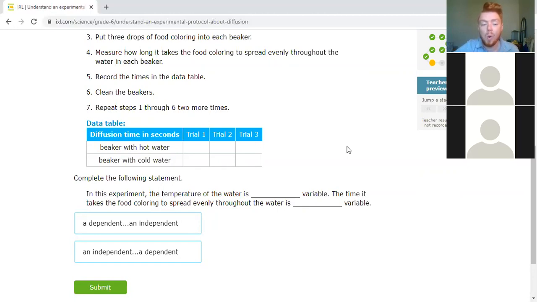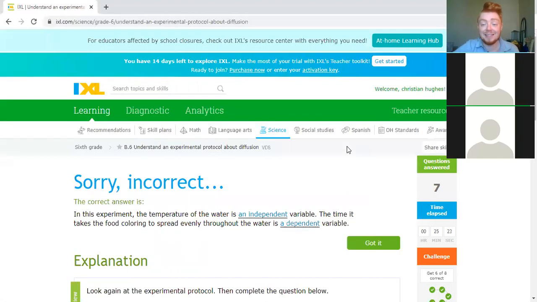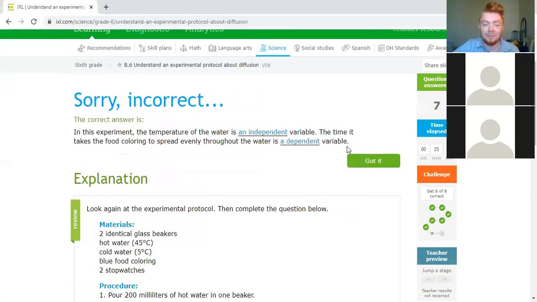Okay, Ayub, and then in this experiment, the temperature of the water is a dependent variable, and the time it takes the food coloring to spread evenly throughout the water is an independent variable. Okay, so you think it's this one? Yes. Right, you sure? Yes. That is not correct. So, and this is why.